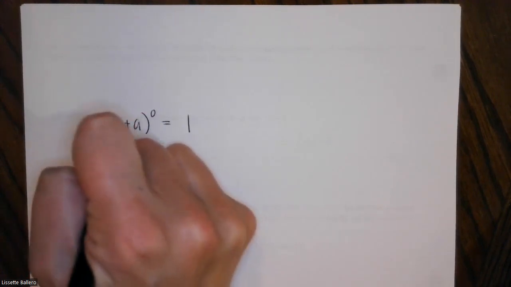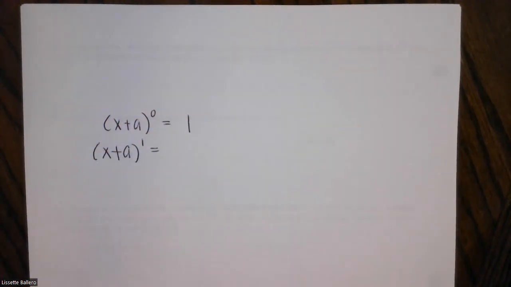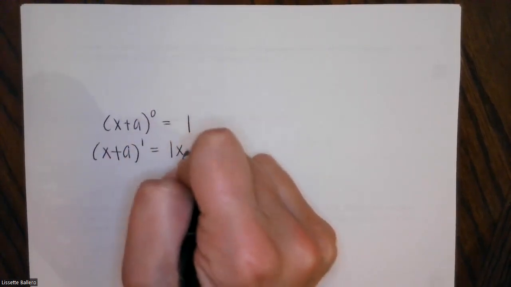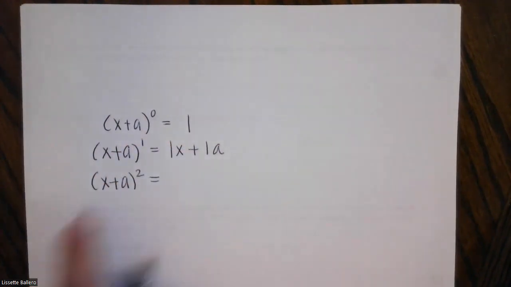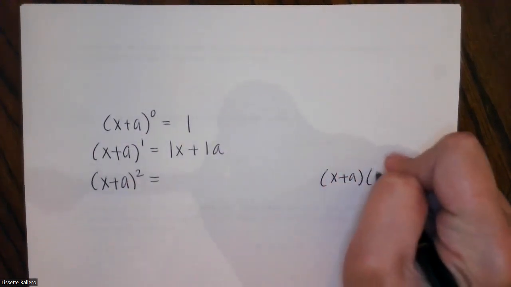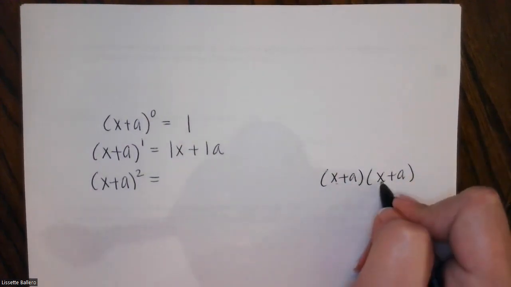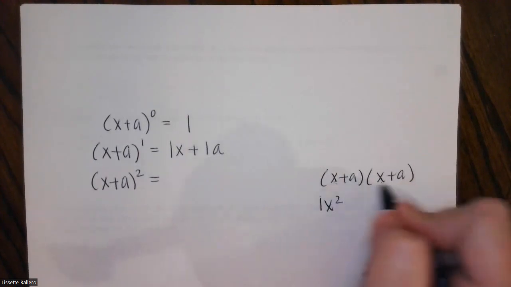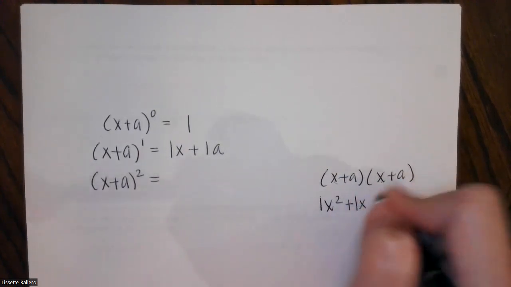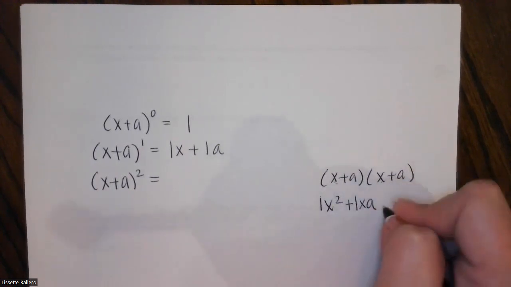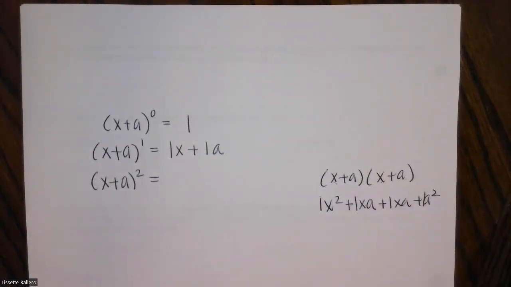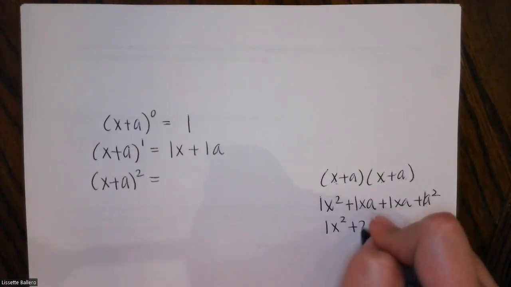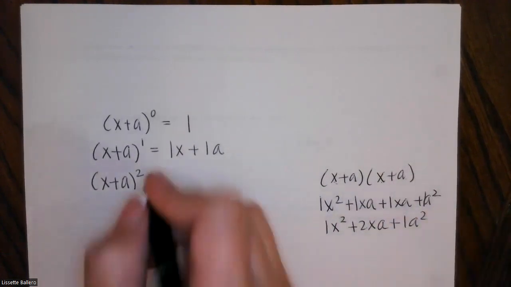So we've got that. Now let's do x plus a to the first power. When we get this to the first power, that would be 1x plus 1a. Now if we did x plus a to the second power, remember x plus a to the second power means x plus a times x plus a. And so we would FOIL that. X times x gives us 1x squared. X times a gives me 1xa. A times x gives me 1xa, and a times a gives me 1a squared. I combine my like terms and I get 1x squared plus 2xa plus 1a squared.